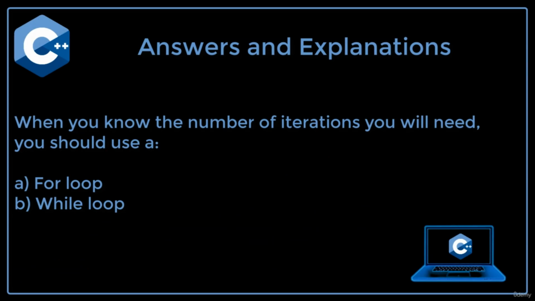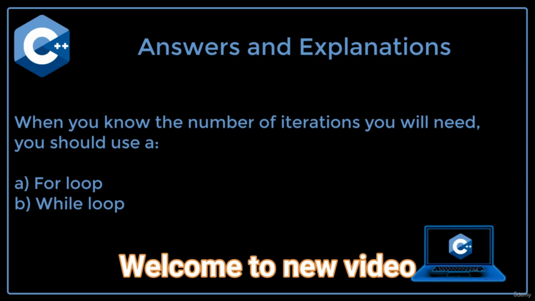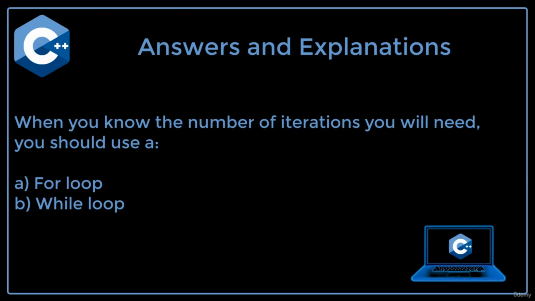In this video, we will go over the answers and explanations to the quiz questions for this section. The first question asks us which type of loop we should use when we know the number of iterations that we need. The answer here is for loop. Remember, you should use a for loop when you know the number of iterations that you need. A while loop is used when we don't know the number of needed iterations.